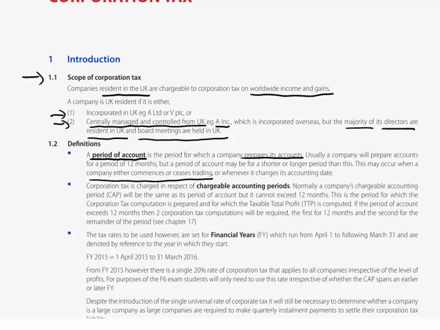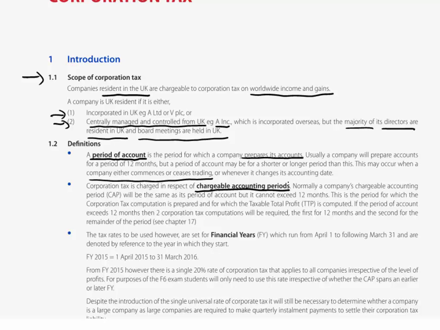For you will have to adjust the profits from the statement of profit or loss. So we'll have to do an adjustment of profit process for the period of account. And the idea is that this will then form the basis of preparing the corporate tax computation. But now comes our next definition, because corporation tax is charged and corporate tax computations are prepared, not for periods of account, but instead for chargeable accounting periods.